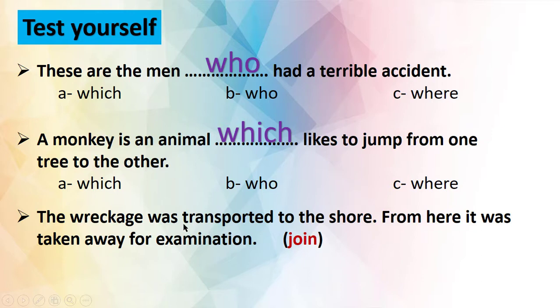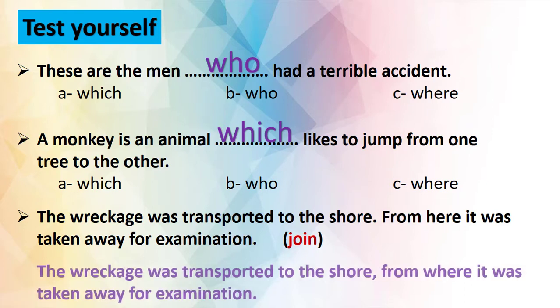The wreckage was transported to the shore. From here, it was taken away for examination. We will join the two sentences. So, we will use the pronoun where. We are talking about a place here. So the answer will be: the wreckage was transported to the shore, and don't forget to use a comma here, from where it was taken away for examination.